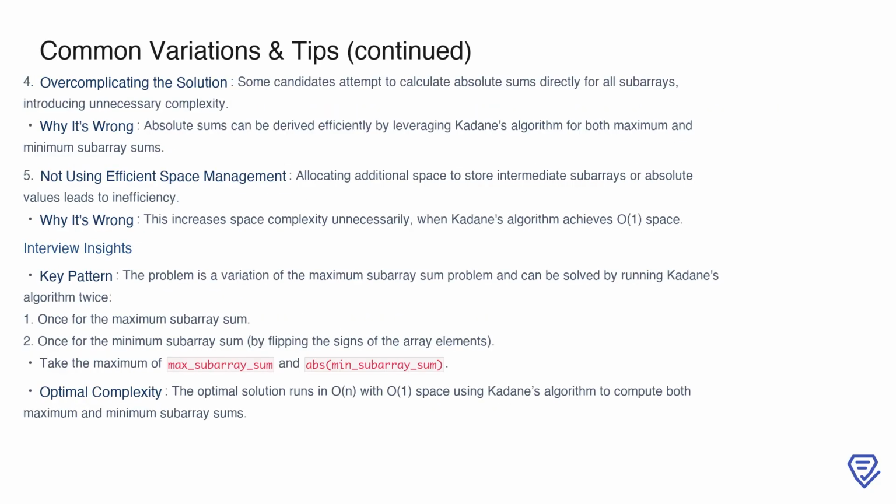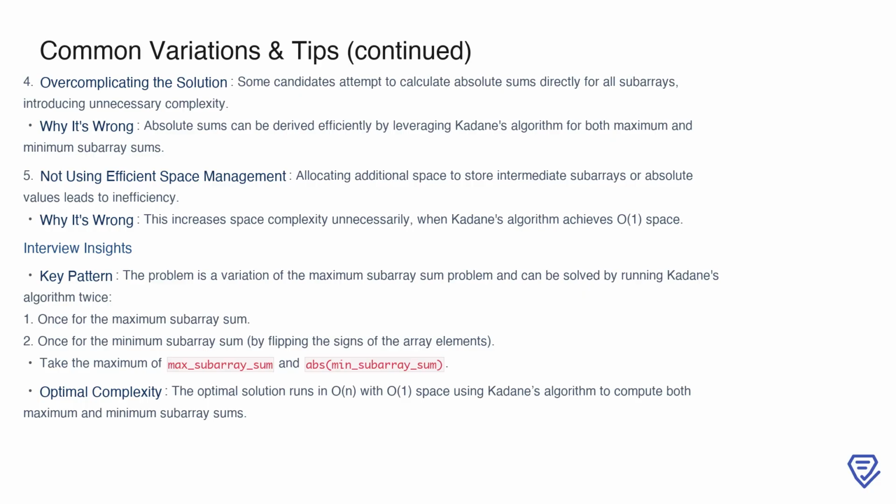Another pitfall is overcomplicating the solution by attempting to directly calculate absolute sums for all subarrays. This adds unnecessary complexity and can be avoided by using Kadane's algorithm to handle the maximum and minimum subarray sums efficiently. Similarly, inefficient space management can be a problem. For example, storing intermediate subarray sums or absolute values can increase space complexity, while Kadane's algorithm can solve the problem in O(1) space.